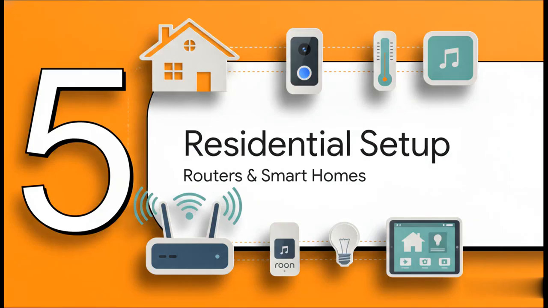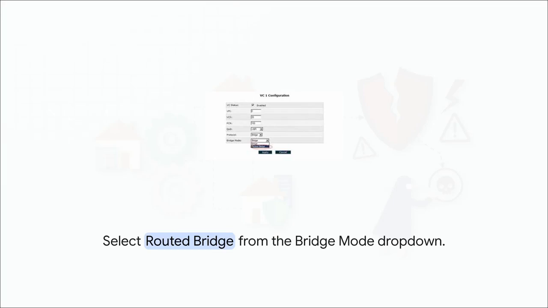Section 5. Residential Setup, Routers, and Smart Homes. All right, let's bring it back to the home user. What if you're not a business, but you just want that Roon server or your smart doorbell working flawlessly? In the Verizon Residential Gateway interface, you'll need to navigate into the Advanced Configuration pages. First up, you'll look for the Bridge Mode drop-down menu on the VC1 configuration page. To start setting up your static option, you must change this from Standard Bridge to Routed Bridge.